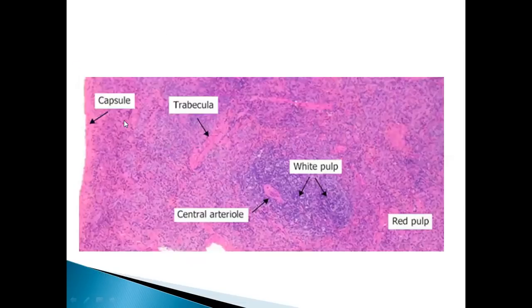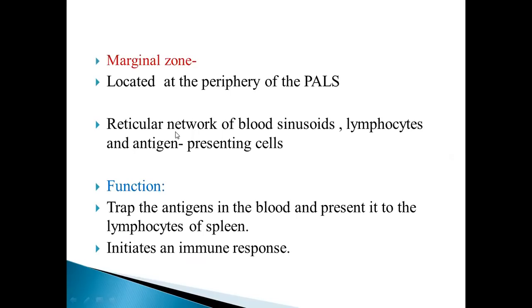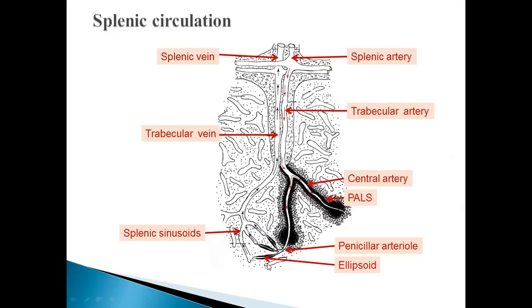So in the slide, you will see a capsule which is sending trabeculae. There is a white pulp with the eccentric arteriole and a red pulp having sinuses. The function here is trapping of antigen within the blood and presenting it to lymphocytes for phagocytosis. And this will initiate the immune response.